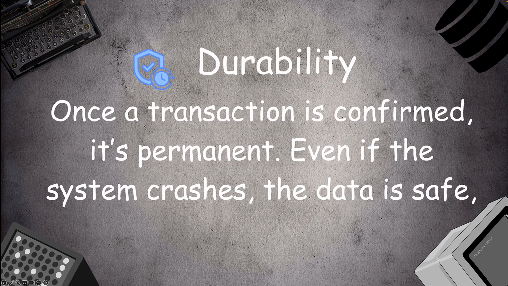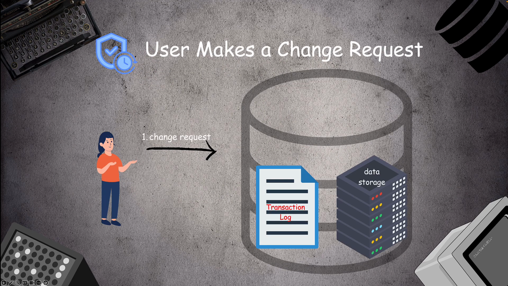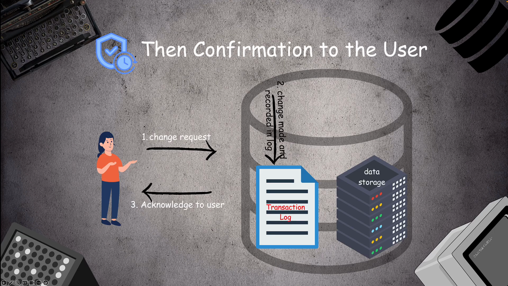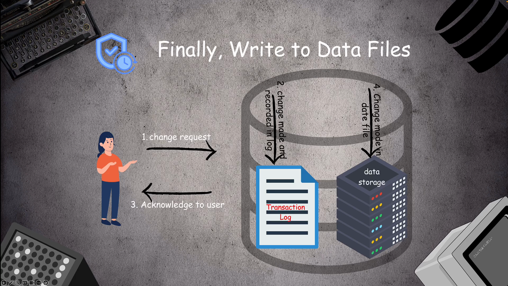Durability means that once a transaction is confirmed, it's permanent. Even if the system crashes, the data is safe because of the logs and also data replication. So when a data change request is made, the first thing the database does is record it in the transaction log. And this is a crucial component that tracks every action. Only after this is confirmed and a confirmation is sent to the user is the actual data finally written to the main data file.